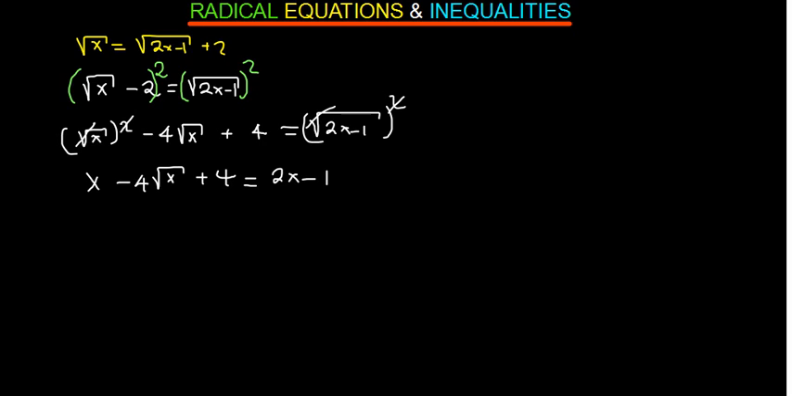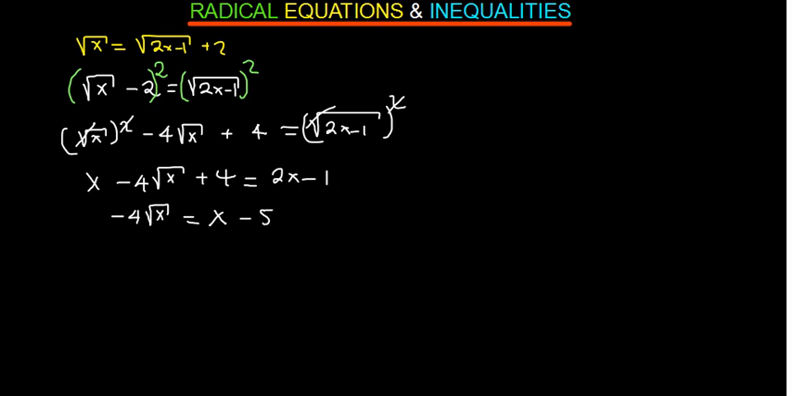So I'm going to remain with negative 4 square root of x is equal to, I'm going to take this x to the other side, it will become negative x. So we'll have 2x minus the x that is coming, that will just be x. And then this 4 also goes to the other side to become negative 4. So negative 1 minus the 4 which is coming becomes negative 5.